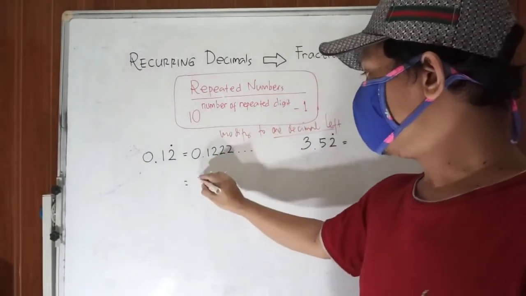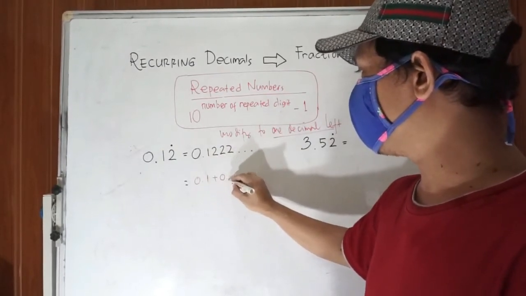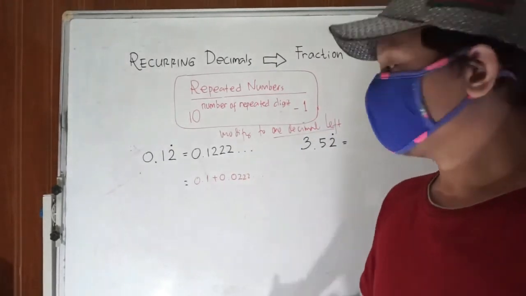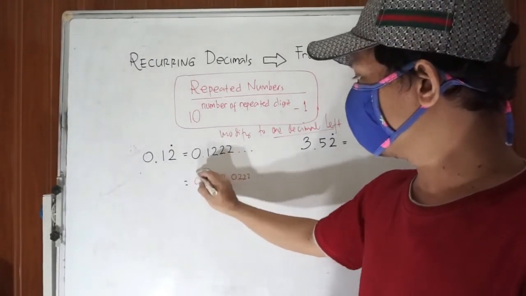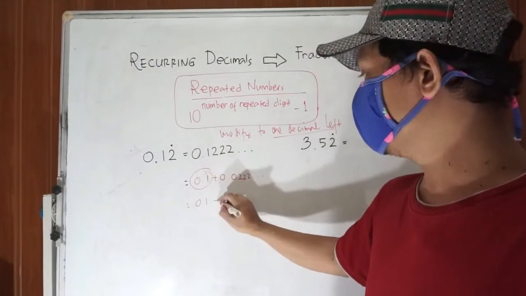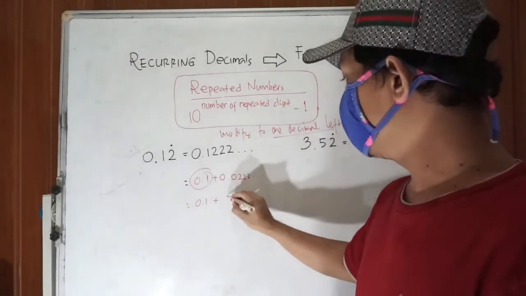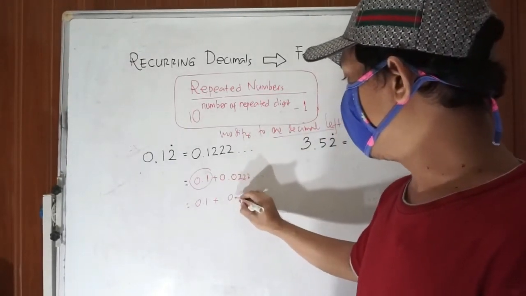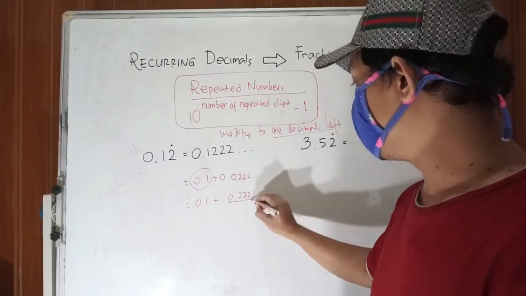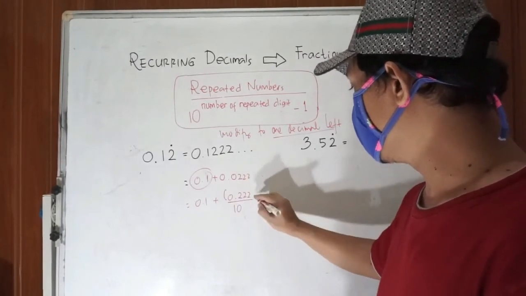So 0.1 plus 0.0222 and so on. Okay, so you have to separate. And then 0.0222 modified to one decimal left becomes 0.2222 and so on divided by 10.